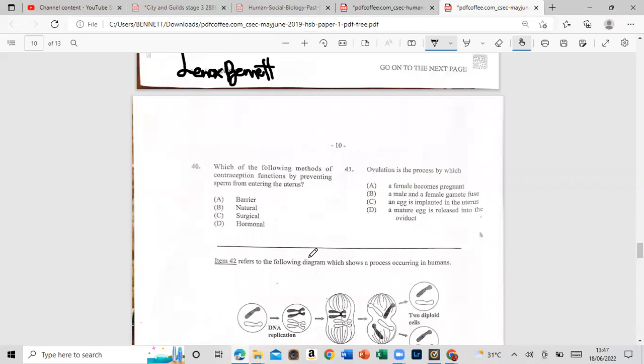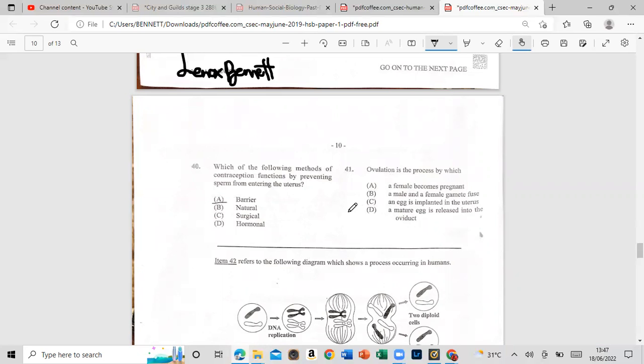Which of the following methods of contraception functions by preventing sperm from entering the uterus? A, barrier. B, natural. C, surgical. Or D, hormonal. And that's barrier.